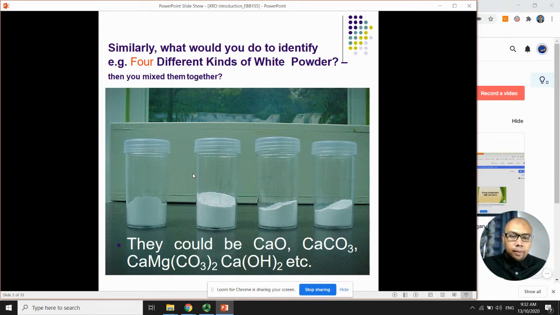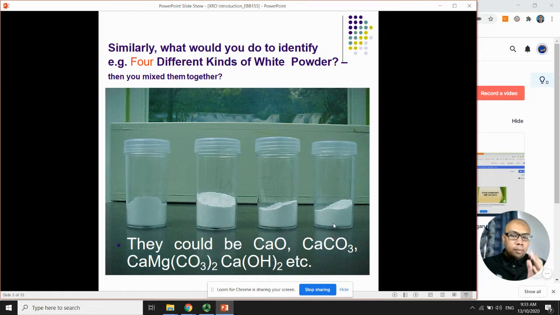On my next slide, let's say you have four different kinds of white powder, in four plastic bottles, and then you mix them. For example, the first bottle contains calcium oxide, the second contains calcium carbonate, the third contains calcium magnesium silicate, and the fourth contains calcium hydroxide.